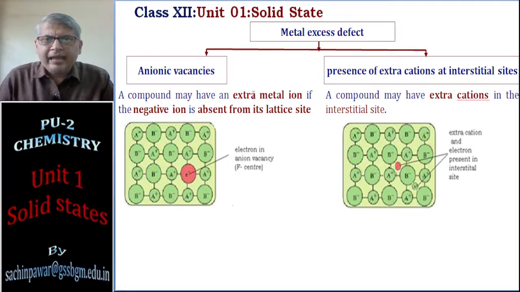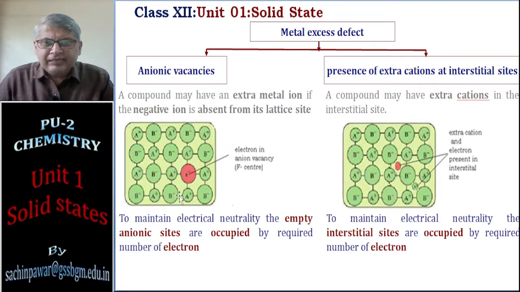A compound may have extra cation if the negative ion is absent from the lattice site. So here some negative ions are missing from the lattice point. Because of that, the empty sites are occupied by electrons, which I have also told you. Here some cations, along with an equal number of electrons to nullify the charge difference, occupy the interstitial site. This is the anion vacancies and presence of extra cation at the interstitial site.